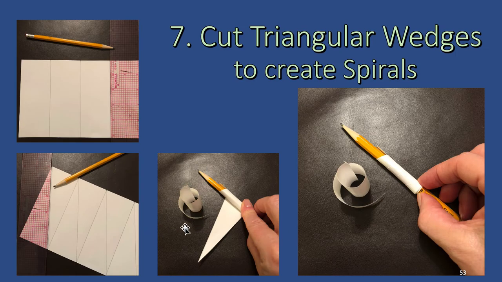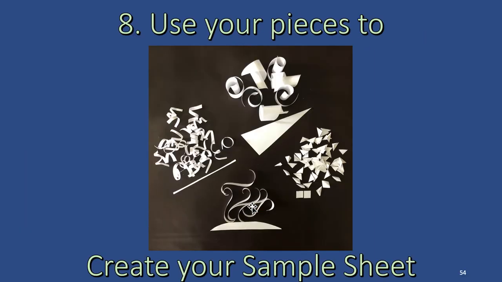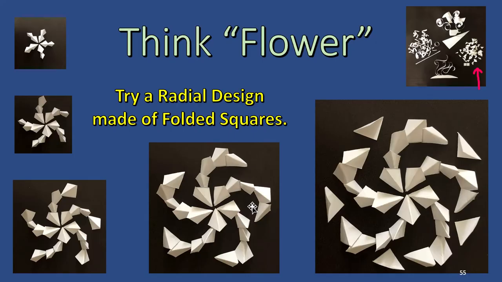To get a tight scroll, roll it around a pencil. The trick is to keep it straight right here. Keep that edge lined up when you roll it, and use your pieces to create your sample sheet.